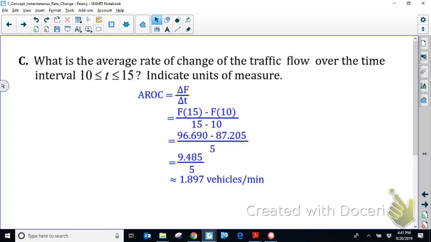over the delta t, substituting the 15 and the 10 into the given sinusoidal function. We get about 96.7 for 15 minutes and about 87.2 for 10 minutes. Take the difference of those and divide it by 5, which is the difference of the 10 and the 15, and we get about 1.9 vehicles per minute. Now, make sure that you are not rounding the numbers in the numerator when you do the calculations with your calculator. Only round at the final answer.